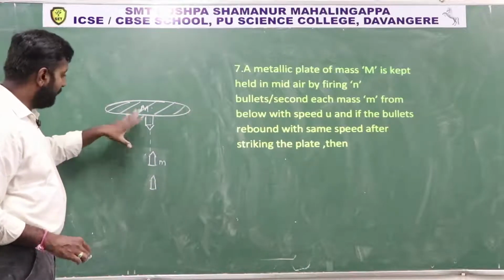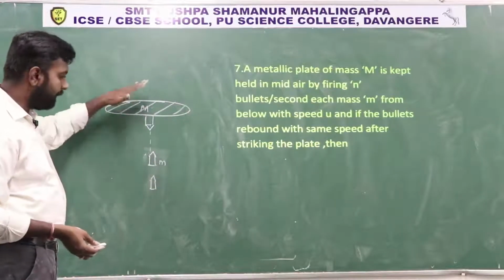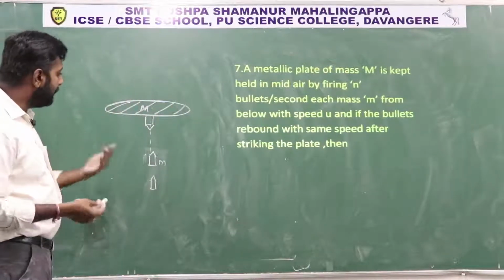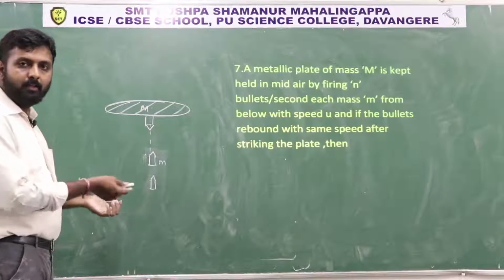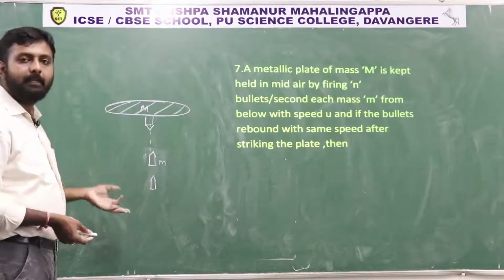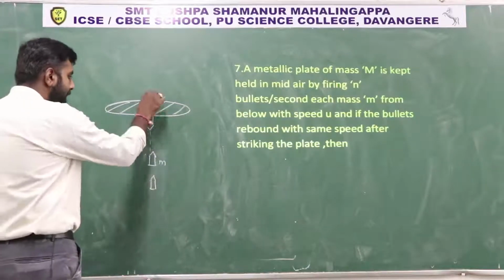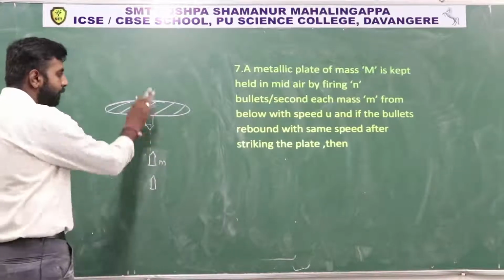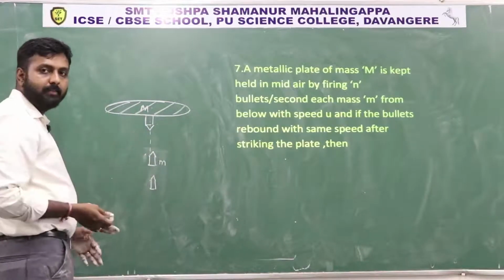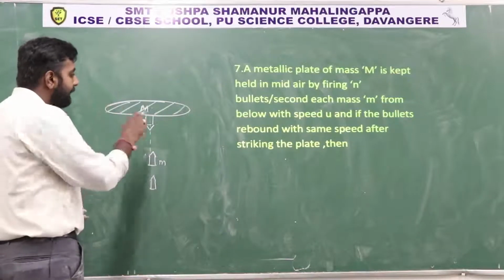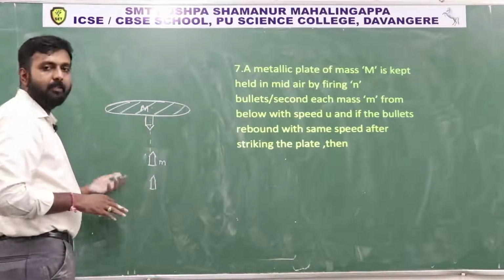Here the bullets are definitely applying force on the metallic plate, right? That force is balancing the weight of the metallic plate. The weight acts downwards, and the force from the bullets acts in the upward direction. That is balancing the metallic plate, hence the metallic plate is stationary.